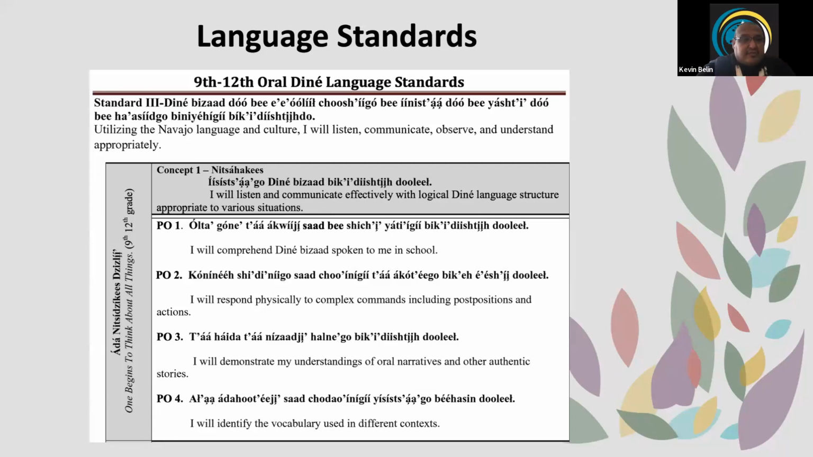Number 3 there: I will demonstrate my understanding of oral narratives and authentic stories. So we work with our 21st century grant coordinator. She brings in a lot of after school presenters. We also have our Classrooms Without Walls experiences where we bring in presenters. We bring in knowledgeable people in specific areas to speak to our students. And that works perfectly because this primary objective, again, is used not just in the classroom, but throughout the school.